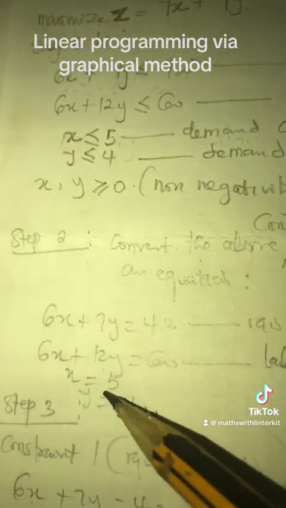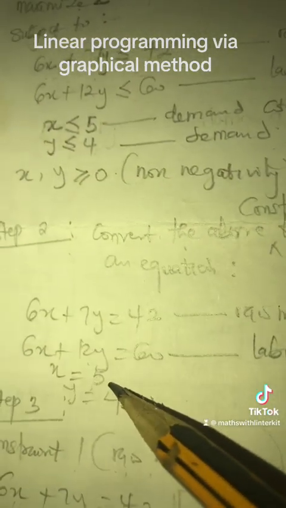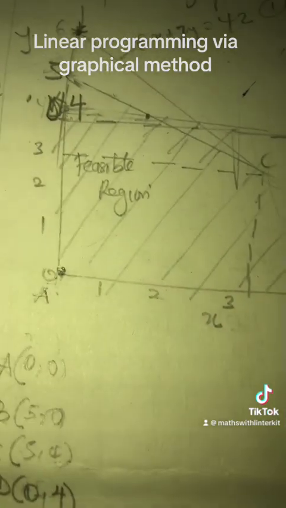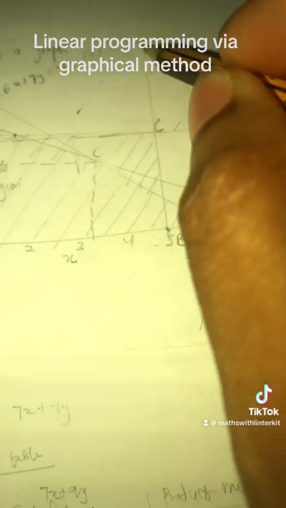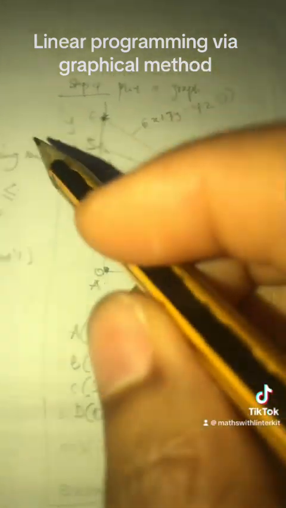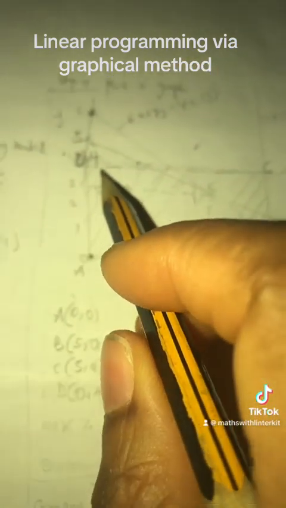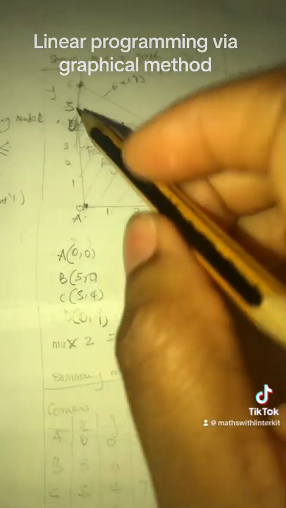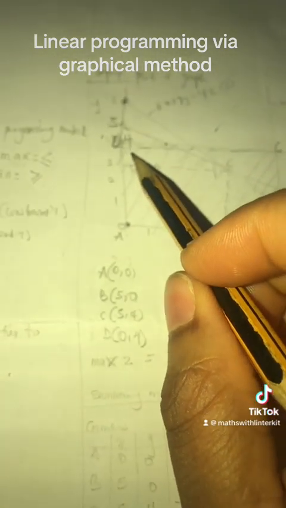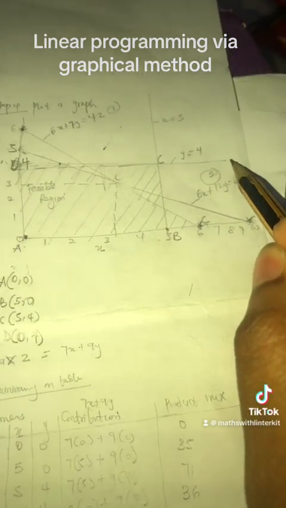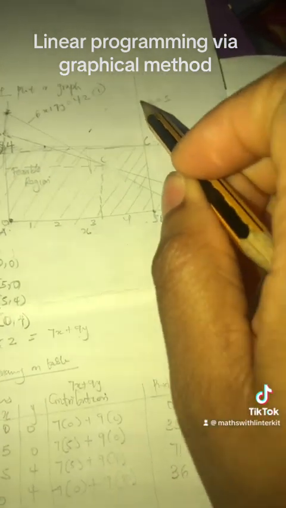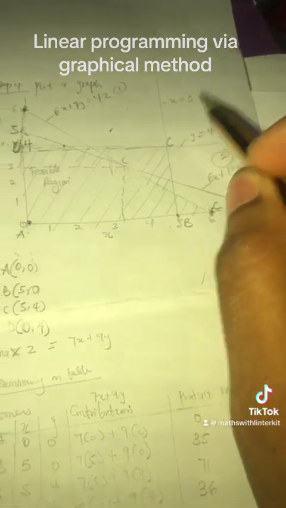Then for the demand for x, which is 5, just go to the x-axis. This is 5, just use a ruler to draw the line up. And your demand for y is 4. You use a ruler to draw it as well, like this. You can see y is 4, x is 5.